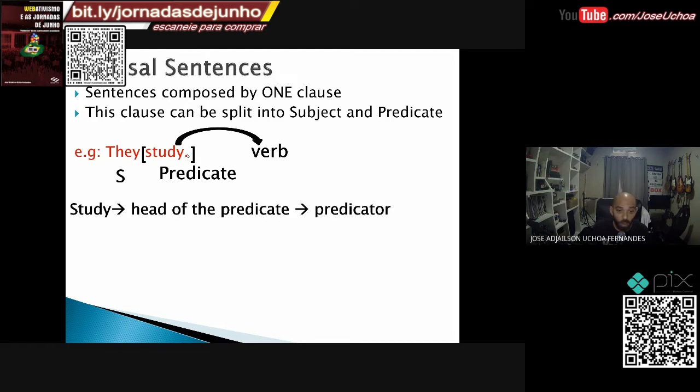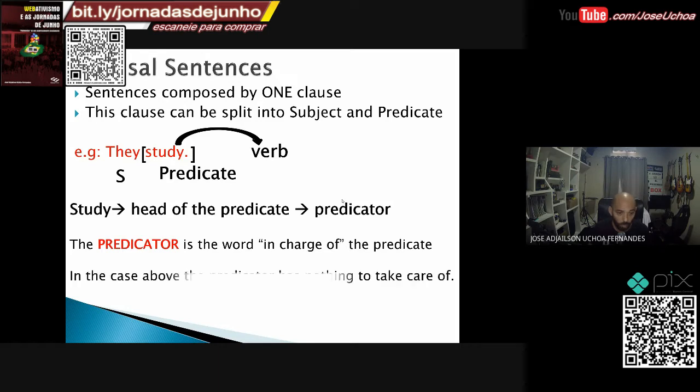Because study is the head of the predicate, okay? So a new notion here is the notion of predicator. Predicator is the word, let's put it this way, it's the word in charge of the predicate. It's the main word, it's the principal word of a predicate, a verb, okay? Normally, no, all the time, it's a verb. The predicator is the word in charge of the predicate.